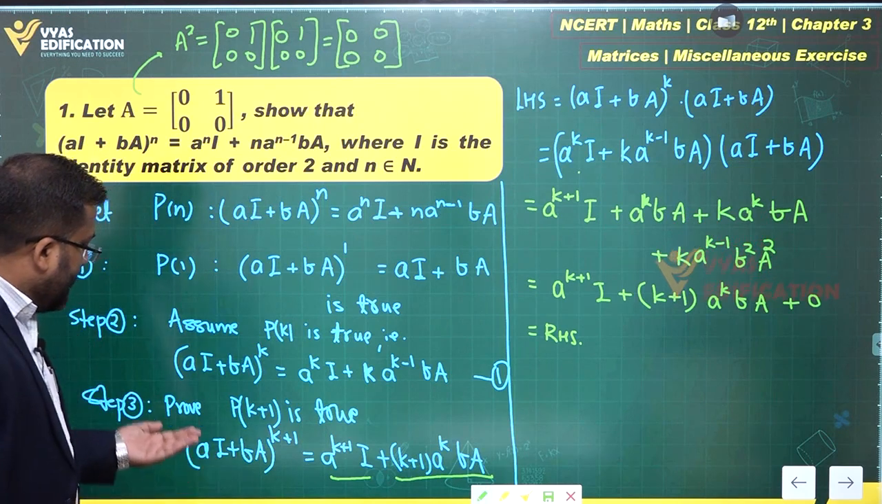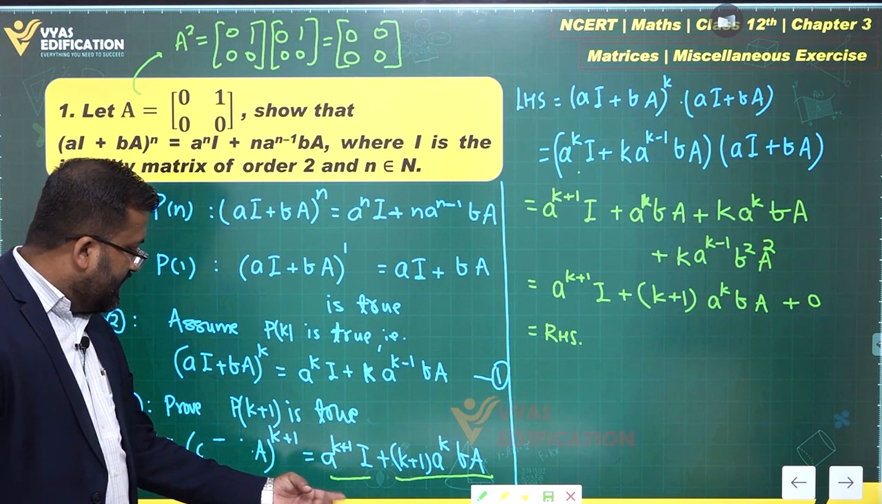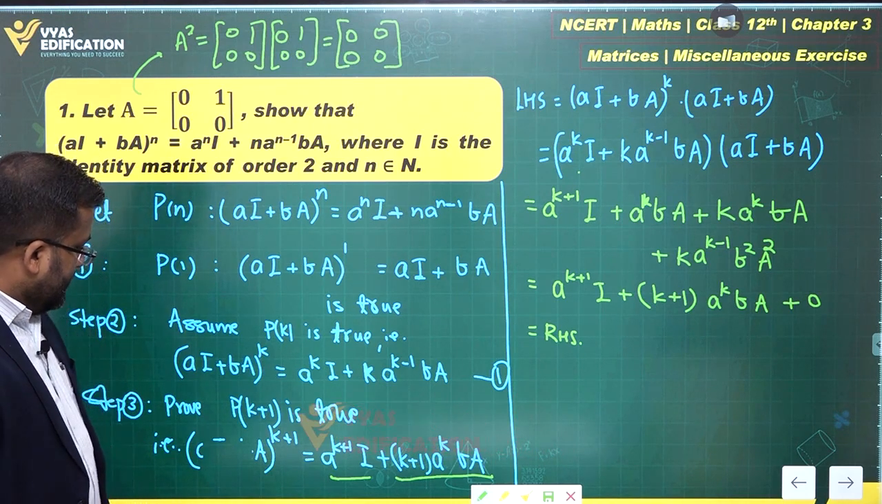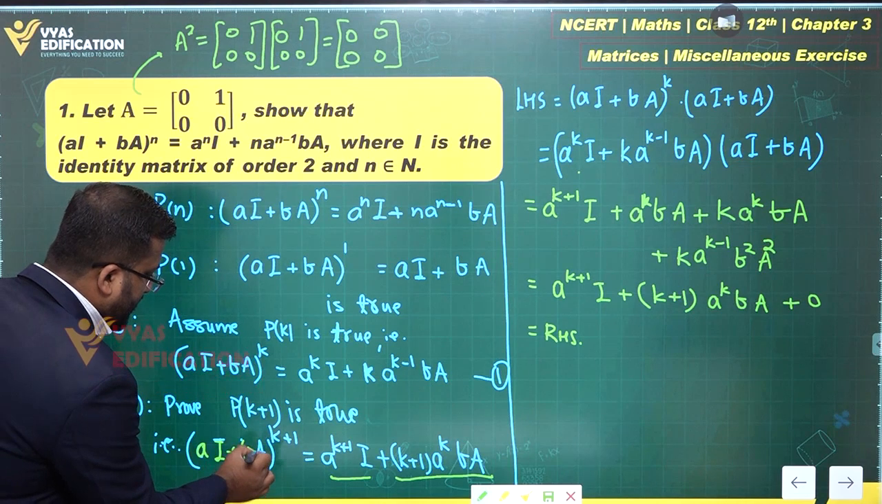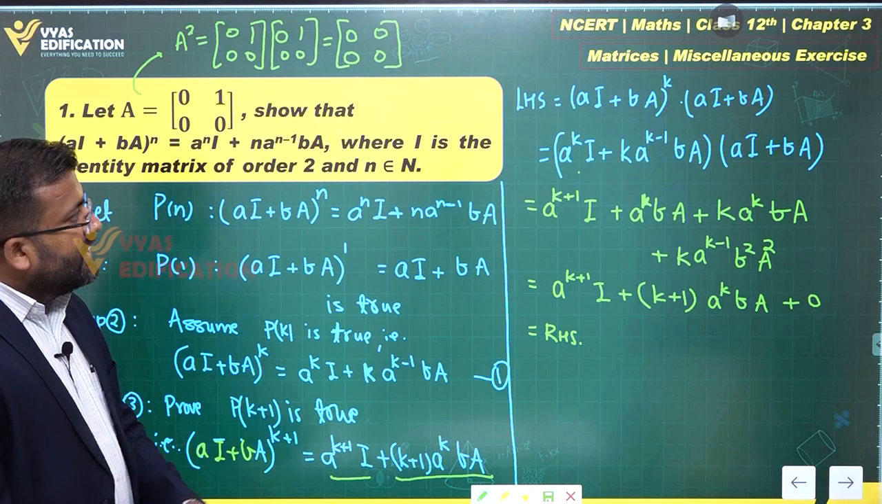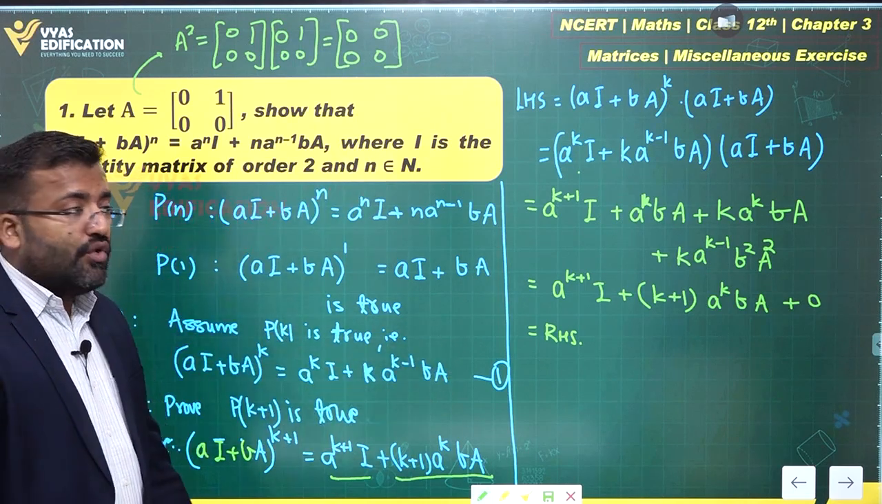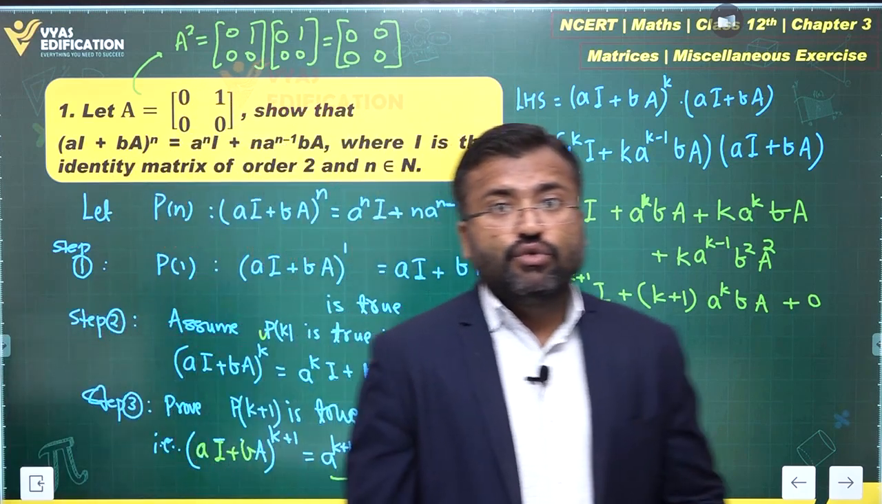So we wanted to prove Pk+1, and for proving Pk+1 is true, we wanted to prove this is equal to this. And what is this? This is (Ai + Ba)^k. We wanted to prove this equals this. And for proving that, have we done that? Yes, this LHS is equal to RHS using this Pk. Okay, step 1, 2, 3 done.